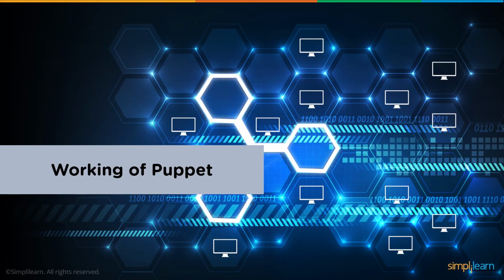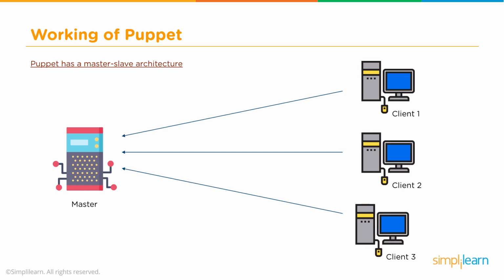So let's step through the workings of Puppet. So the Puppet environment is a master-slave architecture. The clients themselves are distributed across your network and they are constantly communicating back to a master server environment where you have your Puppet modules.